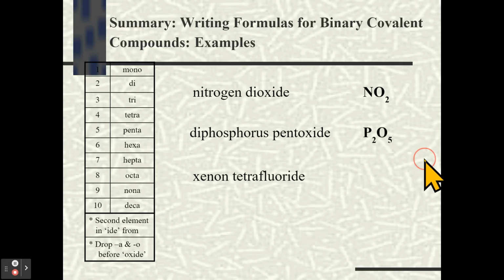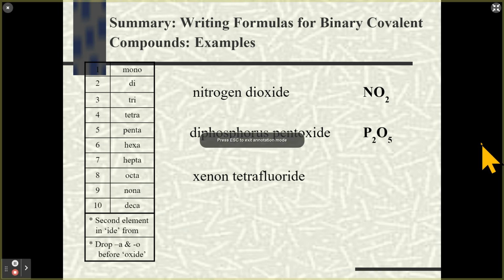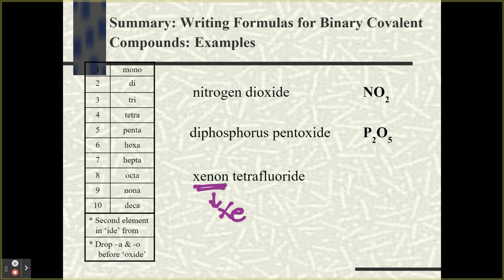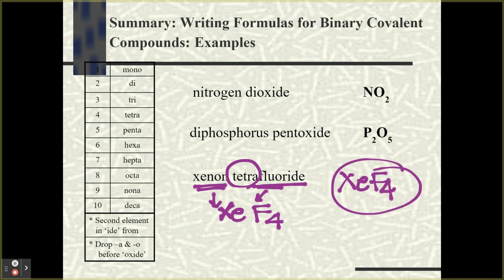Okay, let's try another one. Xenon tetrafluoride. So again, same process. Xenon is what? Xe. How many Xe's do I have? There's no prefix, so we assume it's 1. Fluoride is your next element. It's F. And how many fluorides do I have? Tetra is our prefix, and that's a 4. So this is simply XeF4. See it?